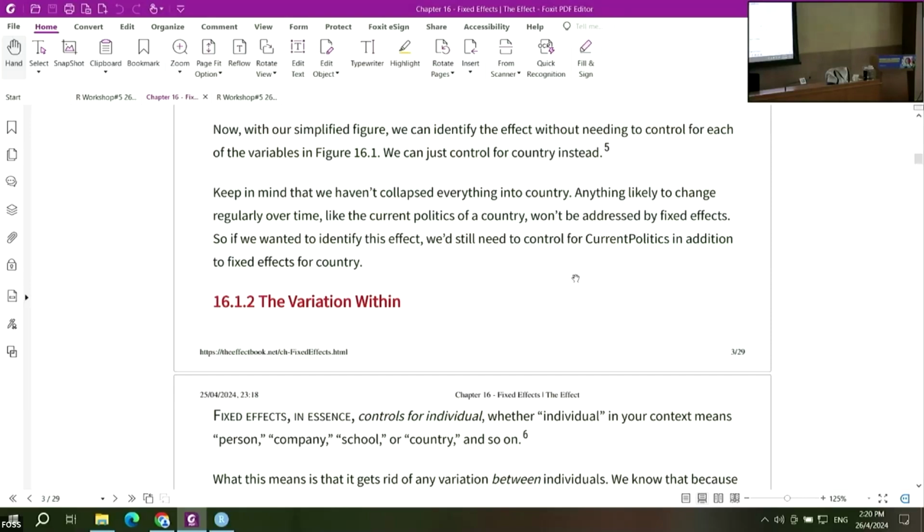You can control them at different levels, the geographic level, the country level, which is similar to some extent, but you have to think about what is not going to be taken care of by controlling the country level fixed effects. So if we want to identify this effect, we still need to control for current politics in addition to fixed effects for country, and that is fine. You don't have to have fixed effects for everything, but you can have fixed effects for certain types of things, like class level.